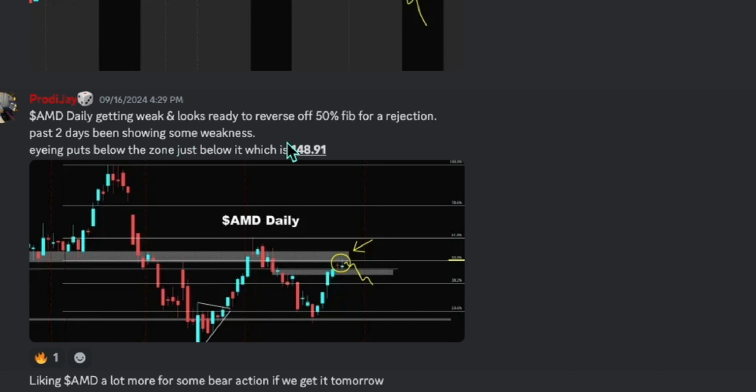And I also kept calling out these trade ideas to the Discord, letting them know, guys, we're here again. AMD rejected here already 2 times. Are we going to do it a 3rd time? And guess what? We freaking did.